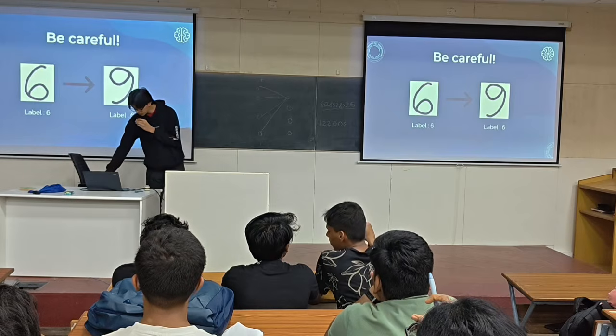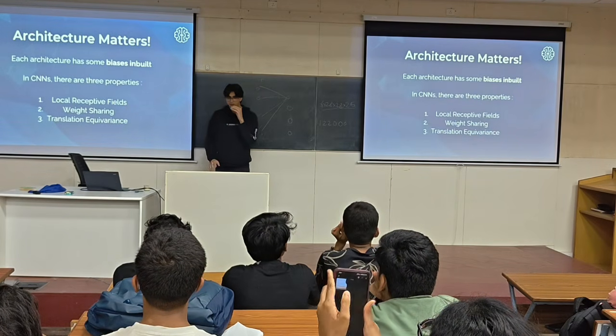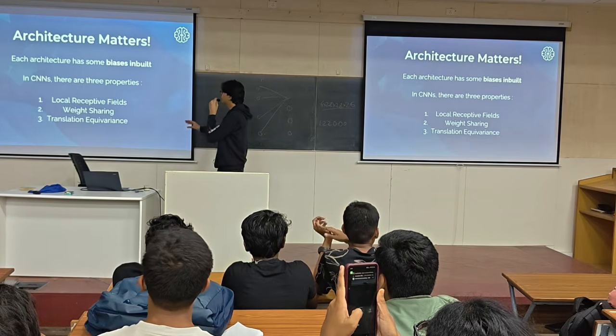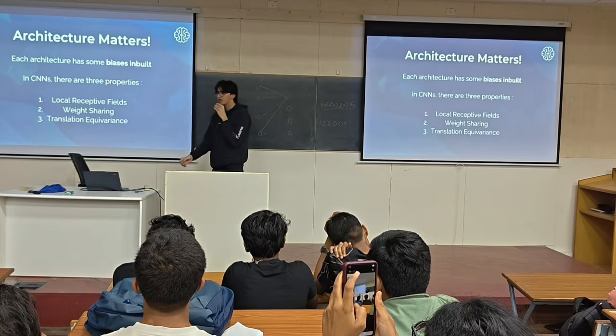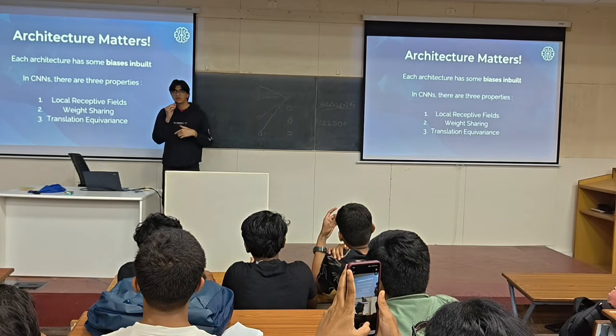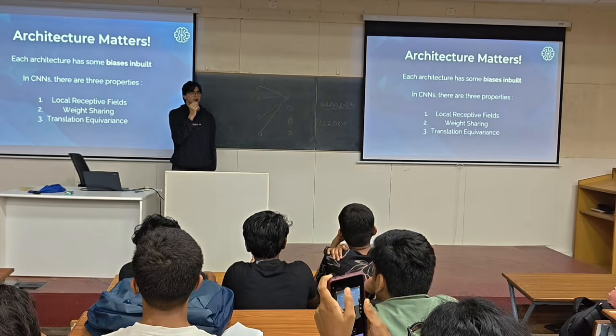Now your architecture matters a lot. Till now you studied the CNN architecture, and every architecture has some sort of inbuilt bias. In CNN, as Akshay talked about, there are 3 properties. One is local receptive fields. Can anyone answer what local receptive fields are? You just mentioned it like 5 minutes ago.